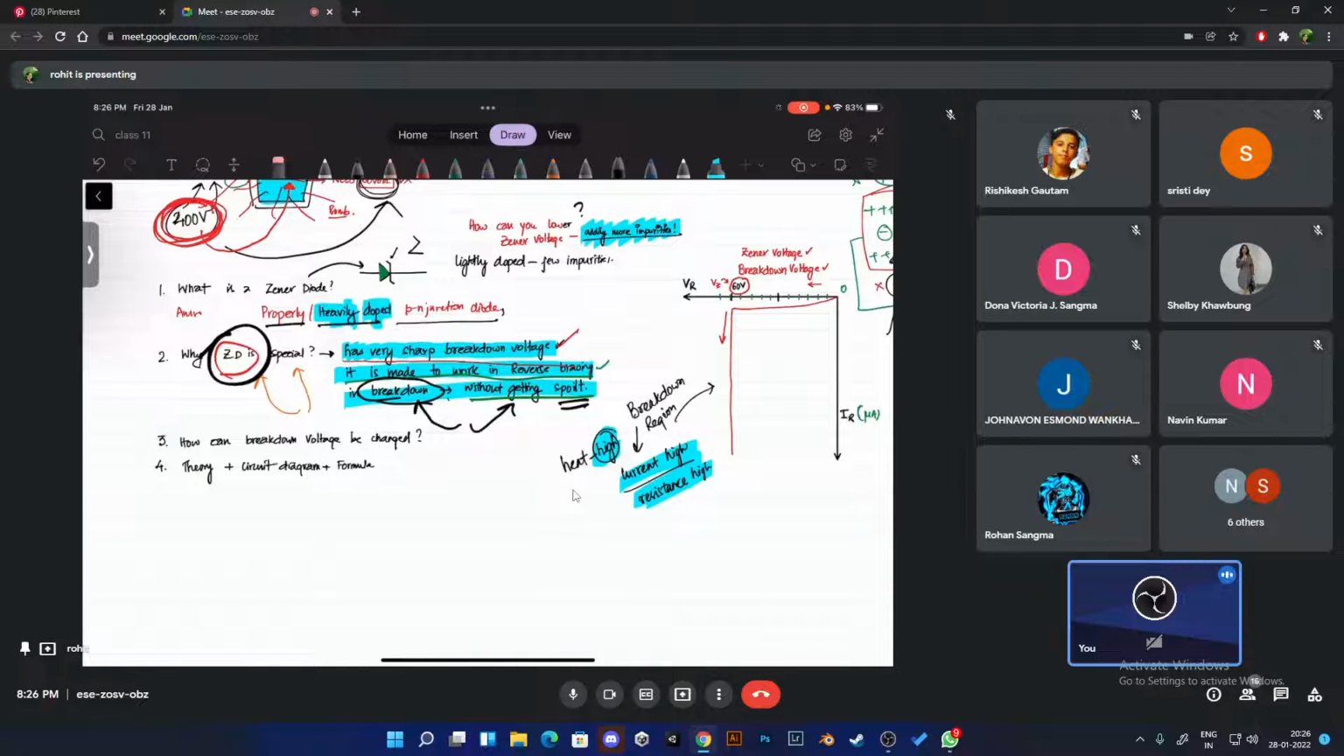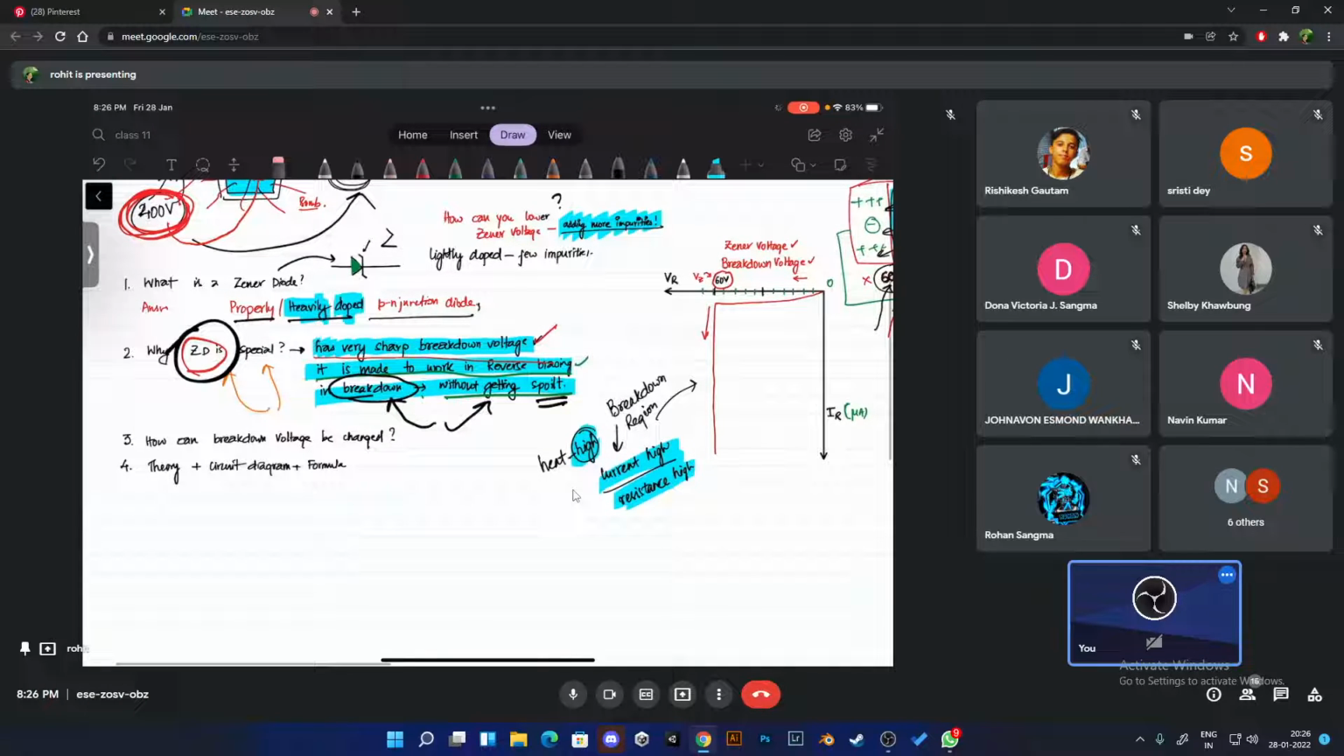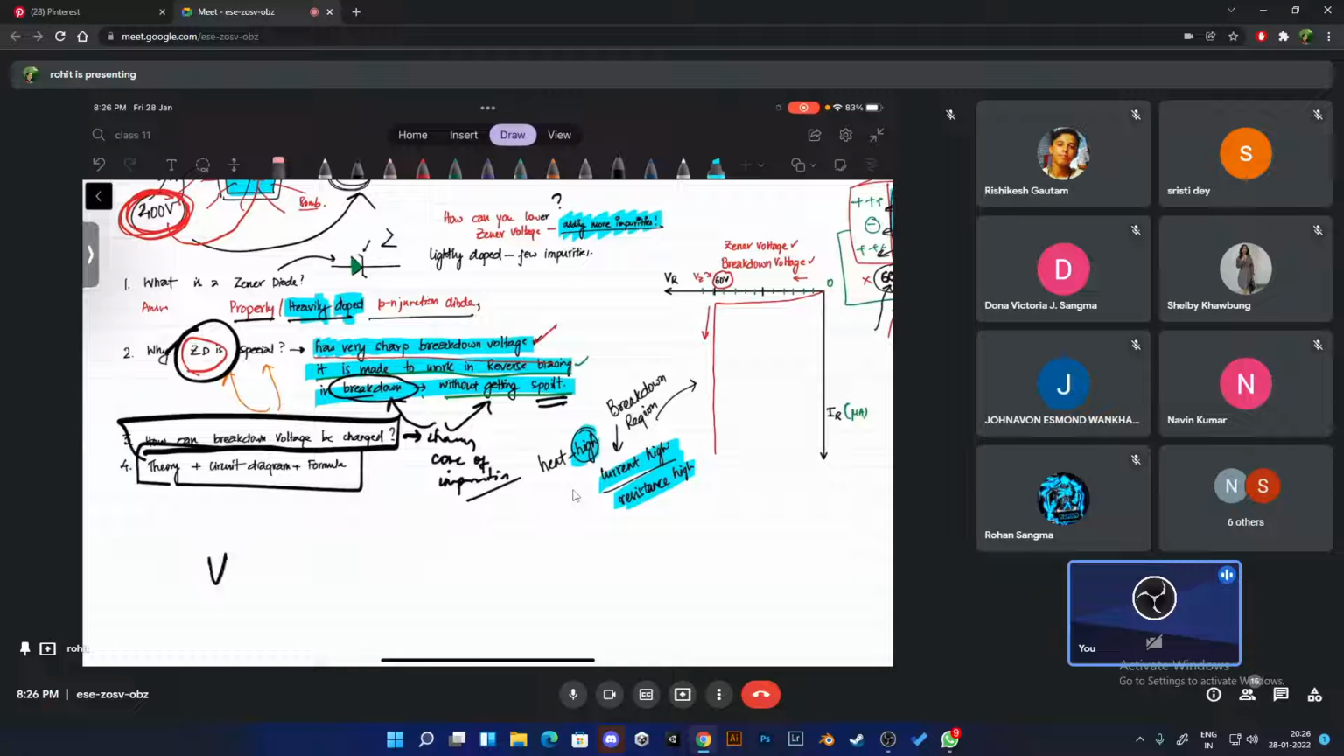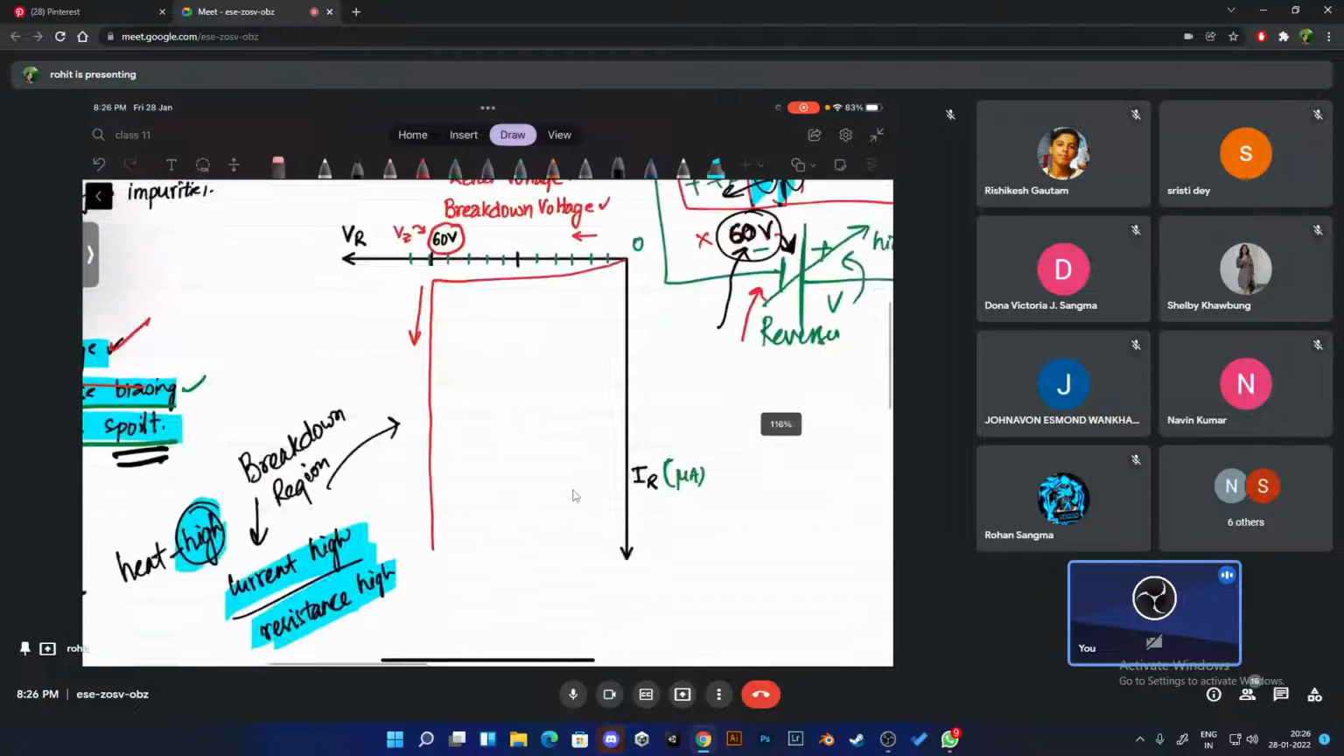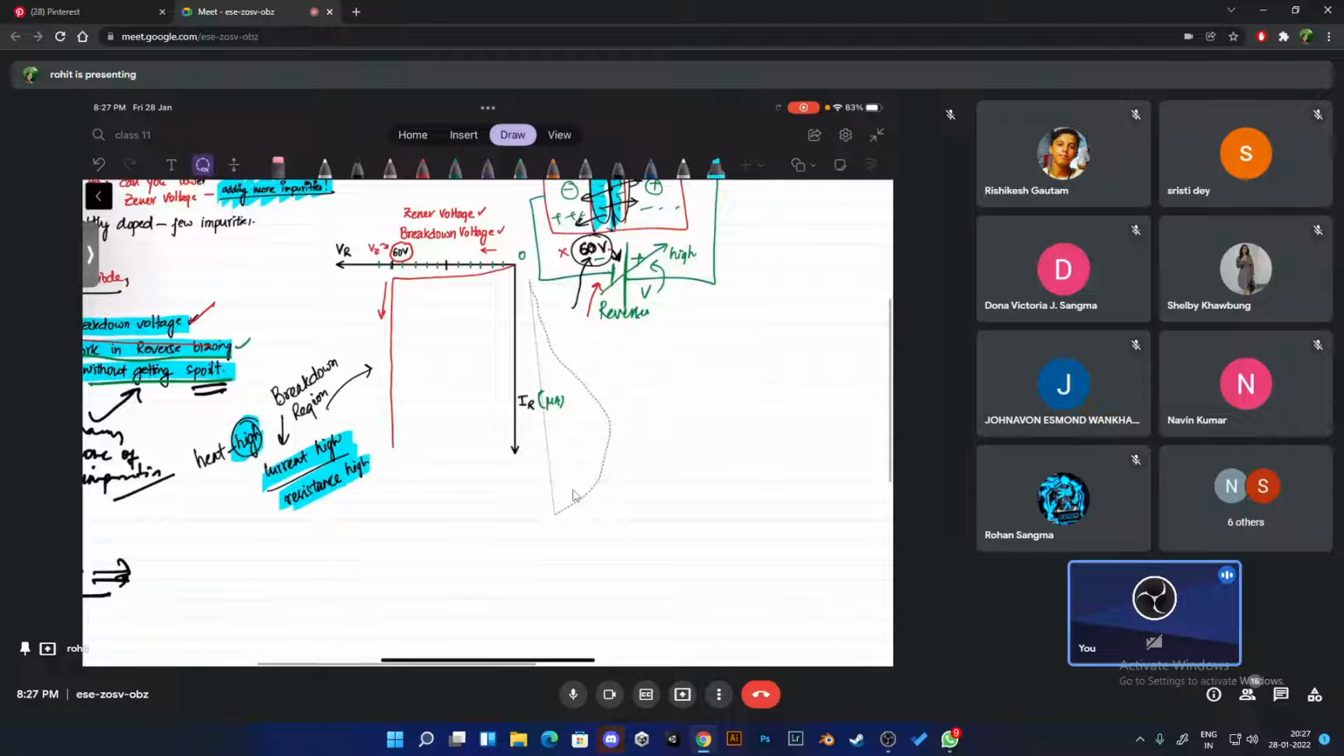I will send you the note, you can read it again. But you are still confused. So how can breakdown voltage be changed? I've already told you breakdown voltage can be changed by changing what? The concentration of impurities. I've answered you that. Then how is it like a voltage regulator, how is it useful as a voltage regulator? Nobody has understood this till now, because obviously I have not discussed that, but it is all dependent on this diagram. So this diagram is very, very important.